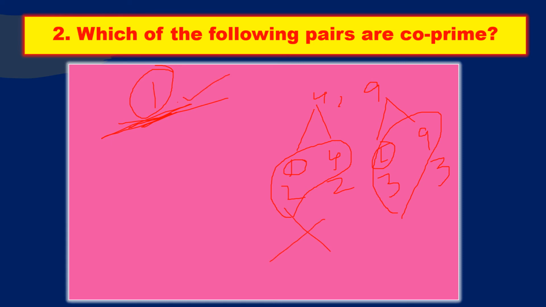This one is very selfish. It will say that only I should be there commonly. I should be the common friend between both of them. No other member should be there with us. So if only 1 is the common factor, then they are called co-prime numbers.